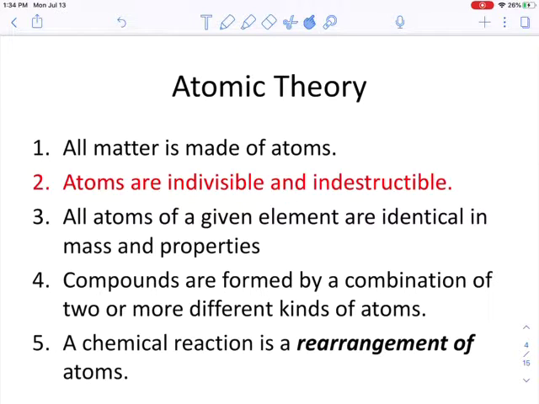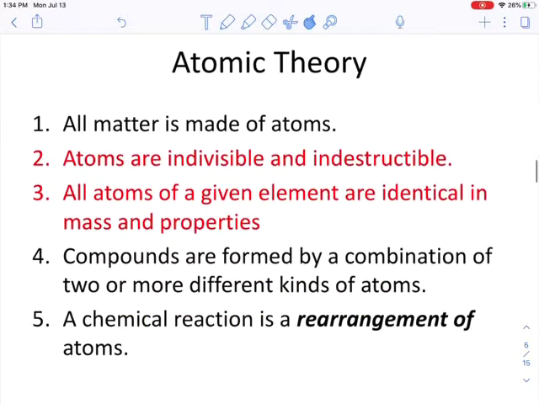They can be broken apart in nuclear reactions and so forth, but for the most part, we're not going to deal with that. We're going to stop at protons, neutrons, and electrons. Now, what's the other one of these 5 that is not actually true? And it is actually number 3.